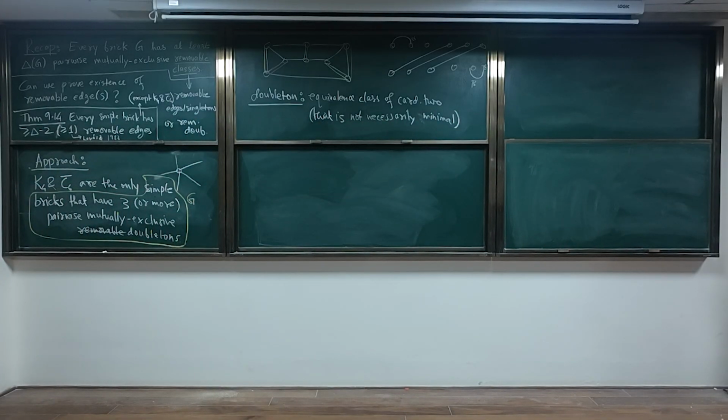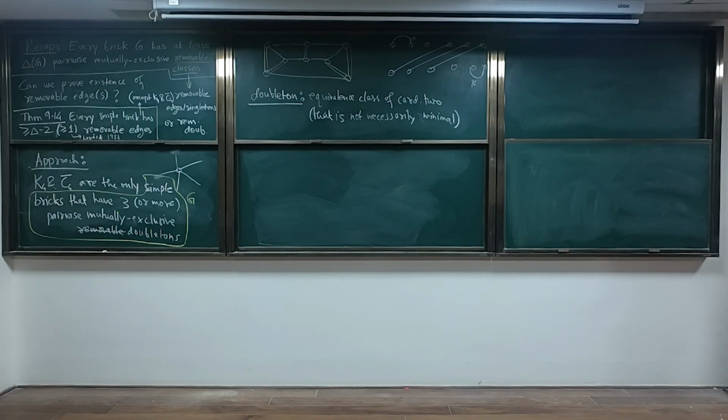So what we will do first, instead of focusing on all 3, let's consider 2. Supposing I have 2 mutually exclusive doubletons in a brick. Can we use that to get some information about the graph? If we can get some information for 2 such doubletons, then we can apply that information to all pairs and maybe get more information. So that's the idea.